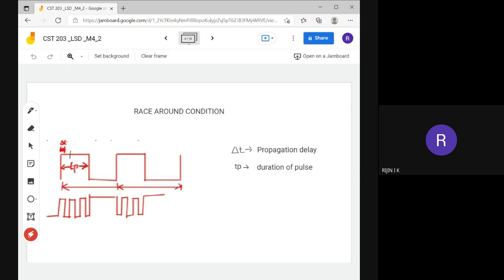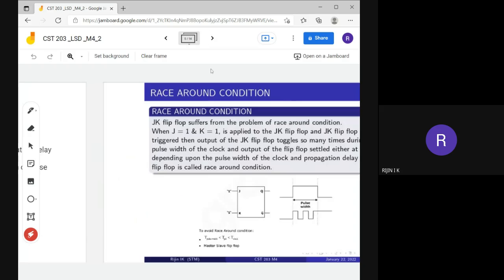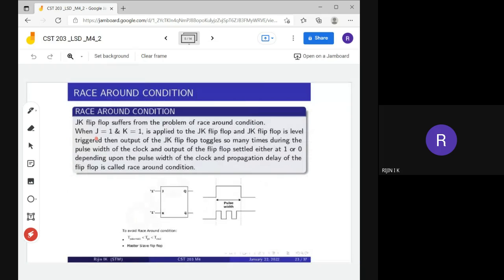Okay, so in order to solve that issue, what is race around condition? We have seen that. Here when J and K both are equal to 1, then in the level triggered flip flop, the output of the JK flip flop toggles so many times during the pulse width of that clock. So output will be continuously toggling during the entire pulse width.